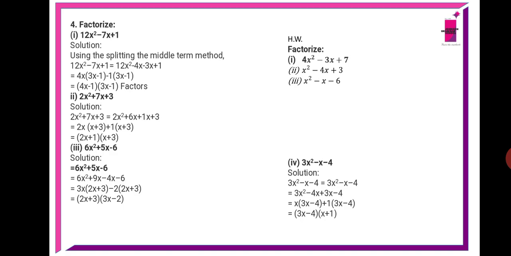In the first two terms 3x is common, and in the next two terms minus 2 is common. You will get 3x of 2x plus 3 minus 2 of 2x plus 3. 2x plus 3 is common in both the terms. If you take it out, you will get 2x plus 3 into 3x minus 2. You can go on factorizing the given questions here.